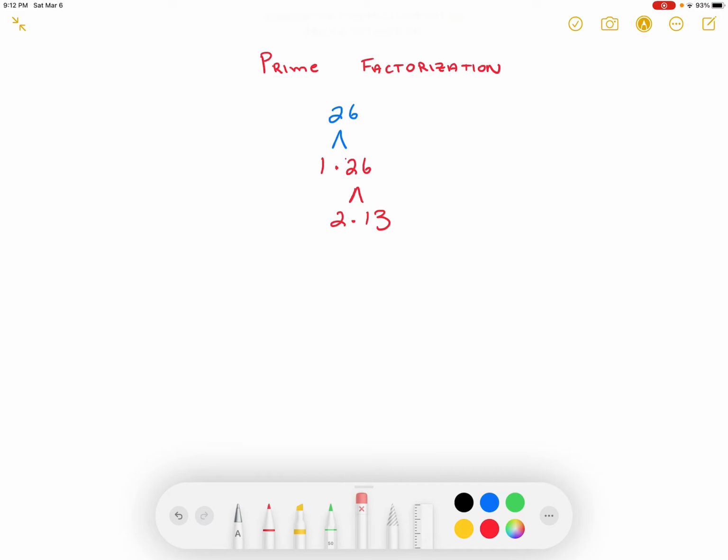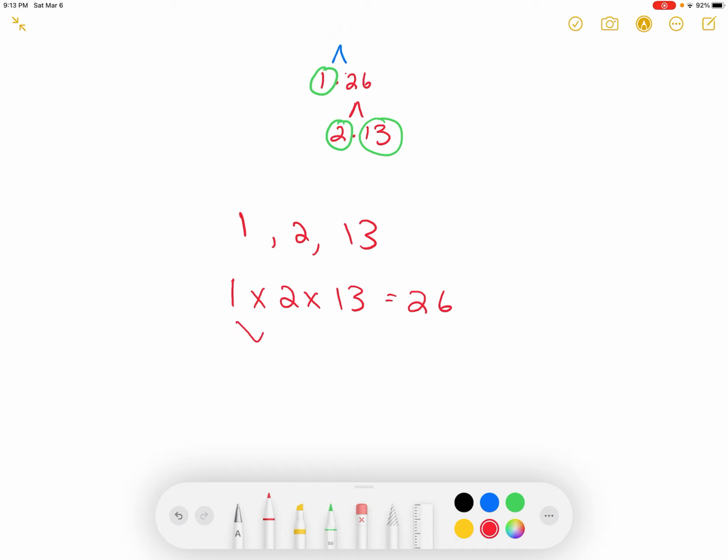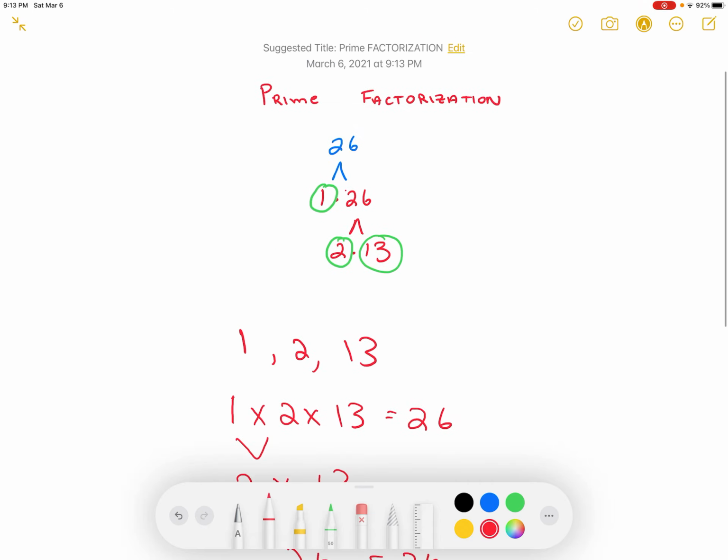Here's how we count them. We go everything that's not a 1. So we go 1, 2, and 13. We list these, and we say, okay, 1 times 2 times 13 should bring me to 26. And let's see if that's true. 1 times 2 is 2. 2 times 13 is, in fact, 26. It works. Those three numbers, if you multiply them, will give you 26.